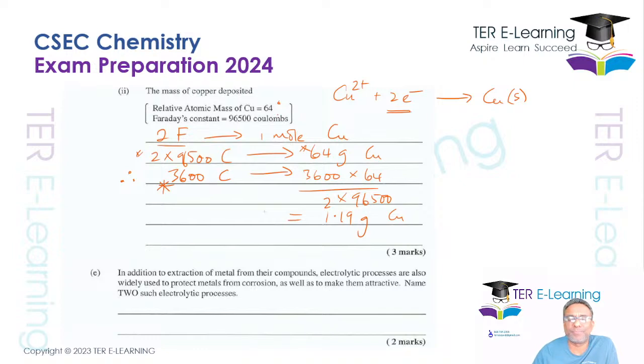And the last part here now, they said in addition to the extraction of metals from their compounds, electrolytic processes are also widely used to protect metals from corrosion as well as make them attractive. Name 2 electrolytic processes. What are 2 that some of you have covered in school or in my class? What are 2 other electrolytic processes? They said they use them to protect metals from corrosion as well as make them attractive. What 2 are they talking about here?